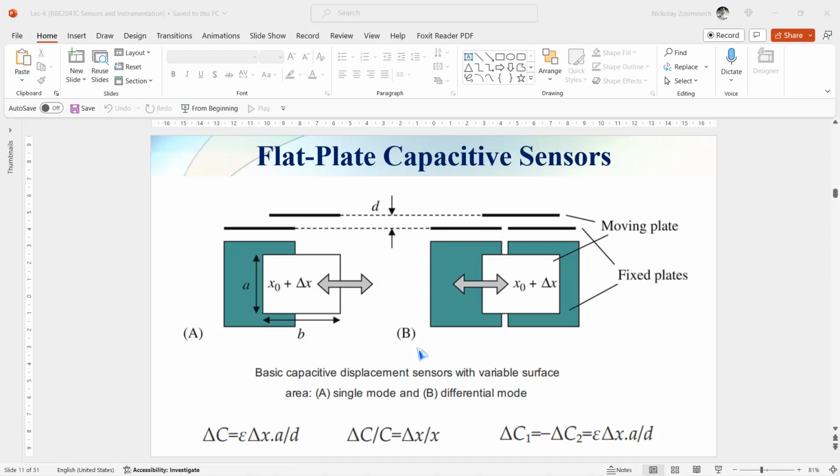So we have delta C1 proportional to minus delta C2, or proportional, as we can see in the first expression, epsilon delta X times A over D, right? The initial position is defined as the position for which C1 should equal C2. For this position, we have delta X equals 0. And the change in A or D due to, for instance, plate backlash or temperature change does not introduce a zero error, as long as both capacitance changes are equal.